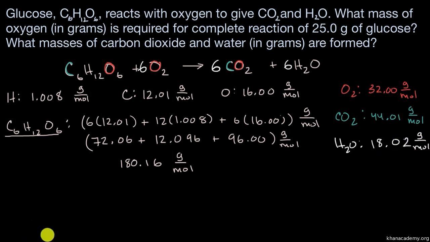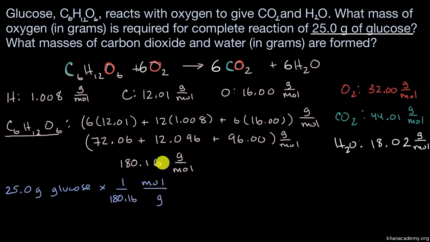Now, the next step is to think about, all right, we're reacting with 25 grams of glucose. How many moles of glucose is that? So we have 25.0 grams of glucose, and we want to turn this into moles of glucose. And we know the molar mass is 180.16 grams per mole, or we could multiply and say that for every 1 mole, it is 180.16 grams. All I did is take the reciprocal of this over here. And notice, the grams will cancel with the grams and I'll be left with moles of glucose. That's going to be equal to 25.0 divided by 180.16 moles of glucose.